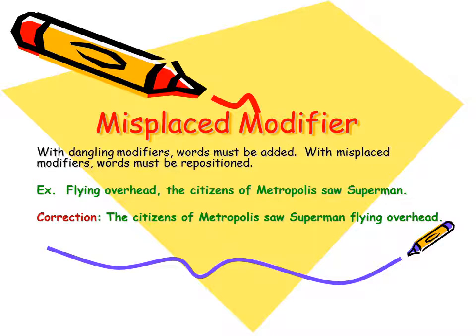Misplaced modifiers are a little bit easier, I think, to detect. You just have to move the words around. You don't have to necessarily add the words. Flying overhead, the citizens of Metropolis saw Superman. Who is doing the flying? The citizens. So let's move it around. The citizens of Metropolis saw Superman flying overhead.